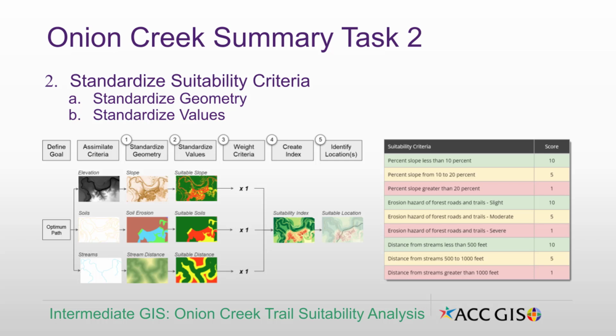And the scoring criteria as shown in the matrix on the right, where park planners want you to score the areas that are relatively flat with a slight erosion hazard and close to the streams as the most suitable for our proposed trail.